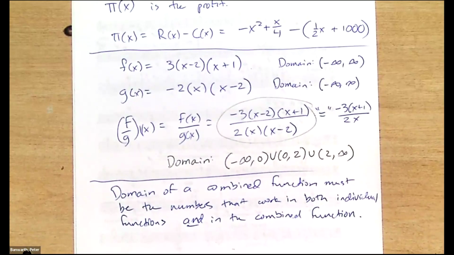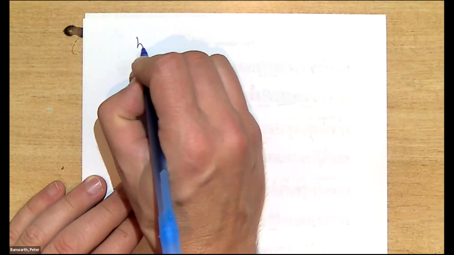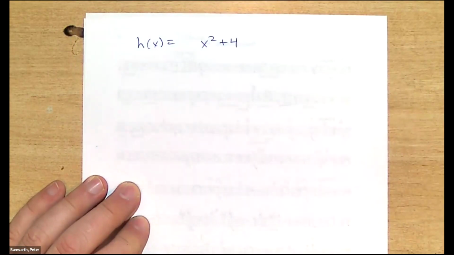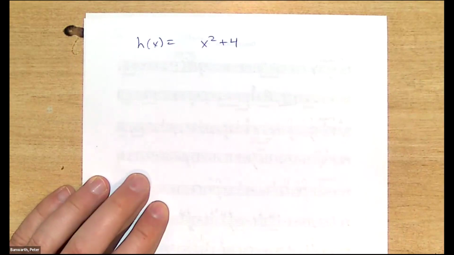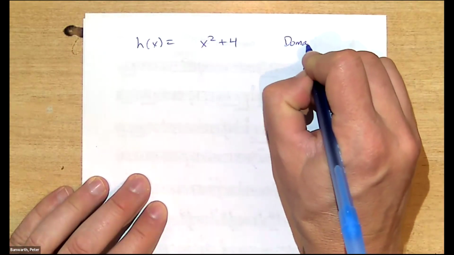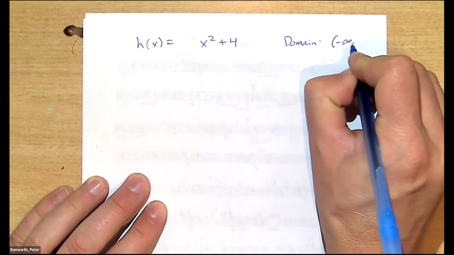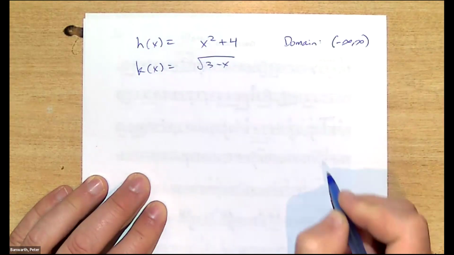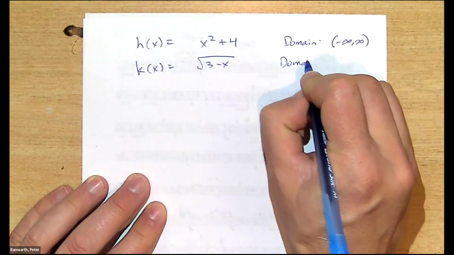I'll give you one more example, and then I think I'm going to turn you loose. Here's maybe a slightly simpler example. Let's do h of x equals x squared plus 4. What kind of function is that? Quadratic. What's its domain? Exactly. And k of x is the square root of 3 minus x. What's its domain?